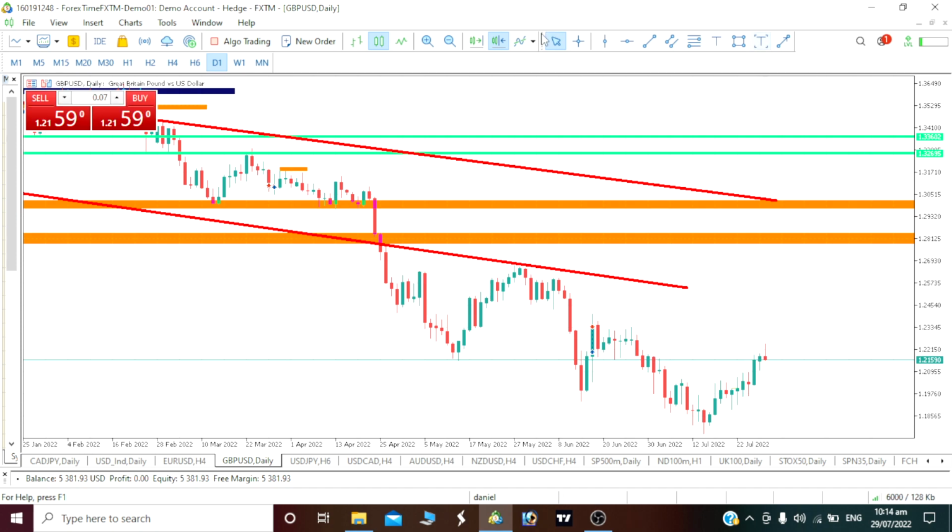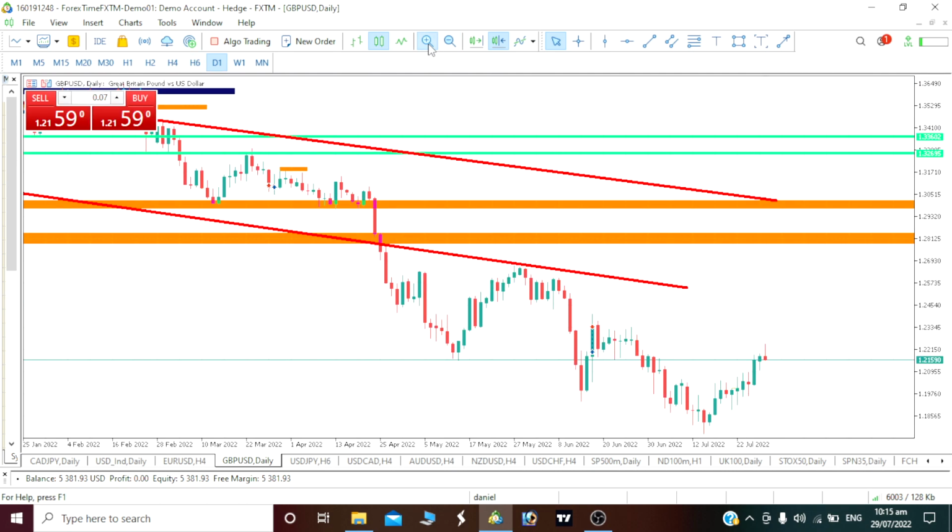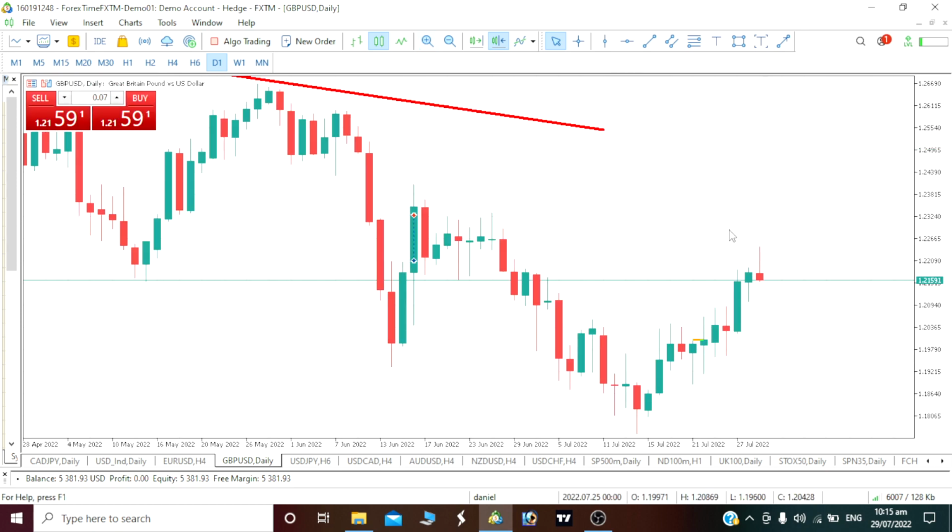We can see our daily time frame. We are actually on a bearish move, by the way. We are actually falling on our pound USD. Now let's see where our price has been moving for some days.